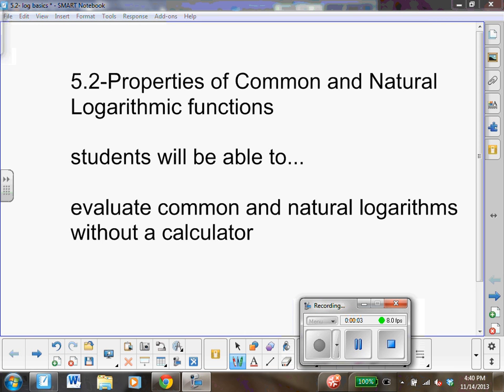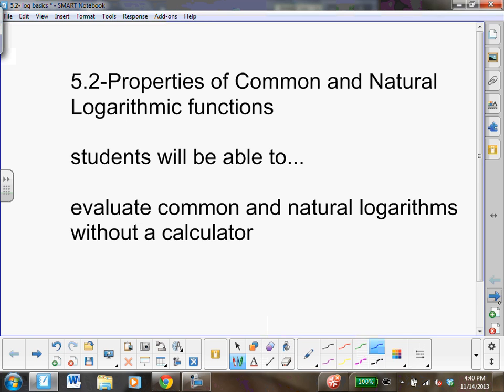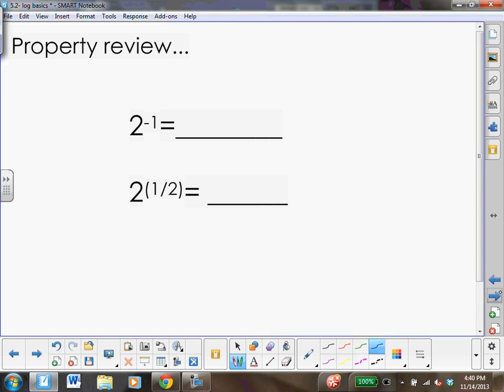All right, class, so say we're studying section 5.2, properties of common and natural logarithmic functions. We're going to be evaluating common and natural logarithms. So let's do some reviewing. To understand logarithms, you really have to understand the properties of exponents.